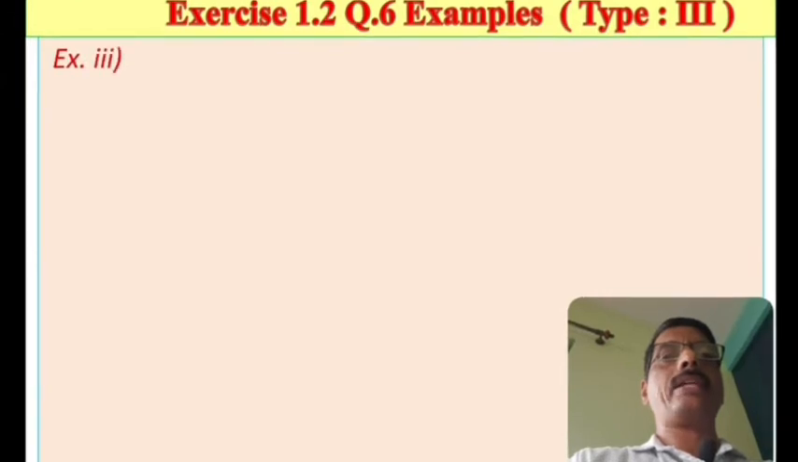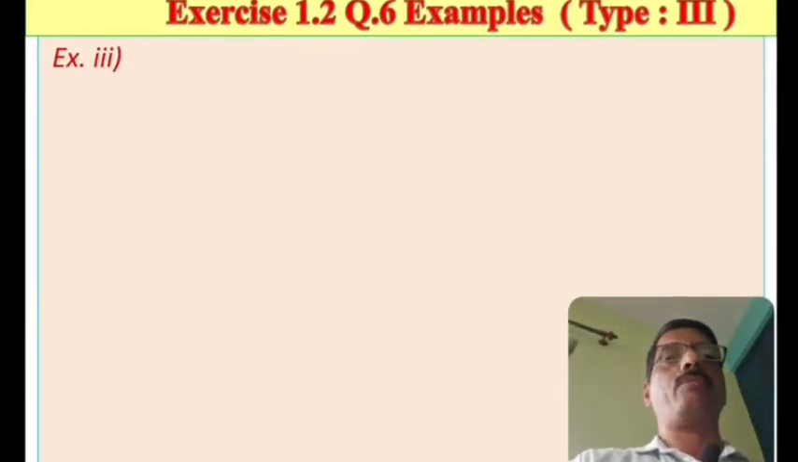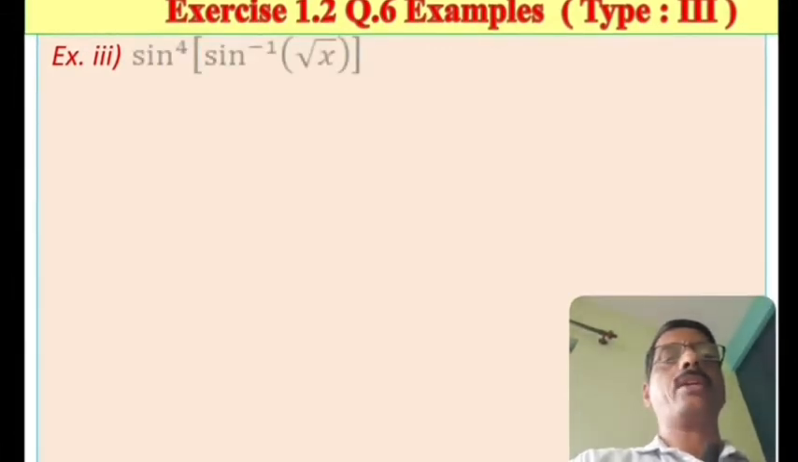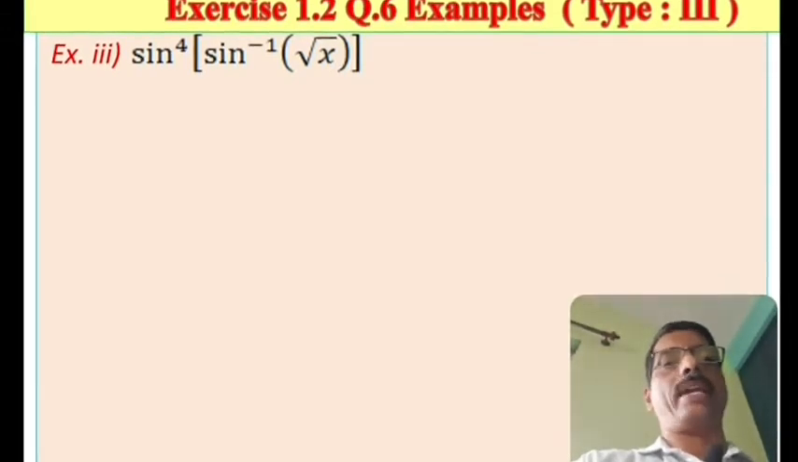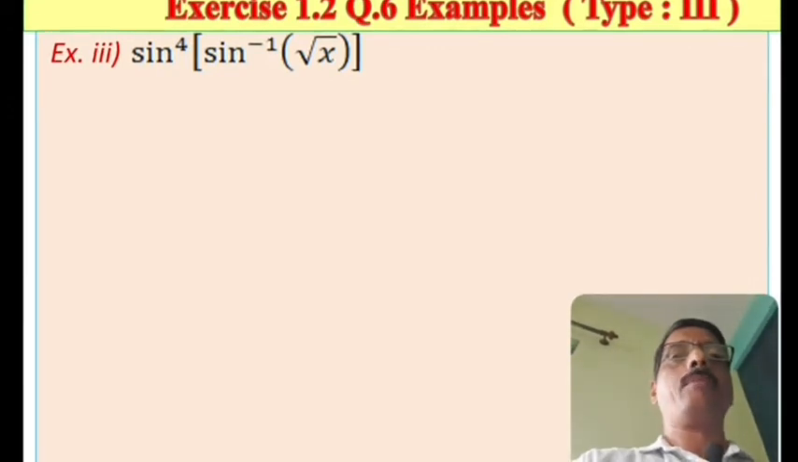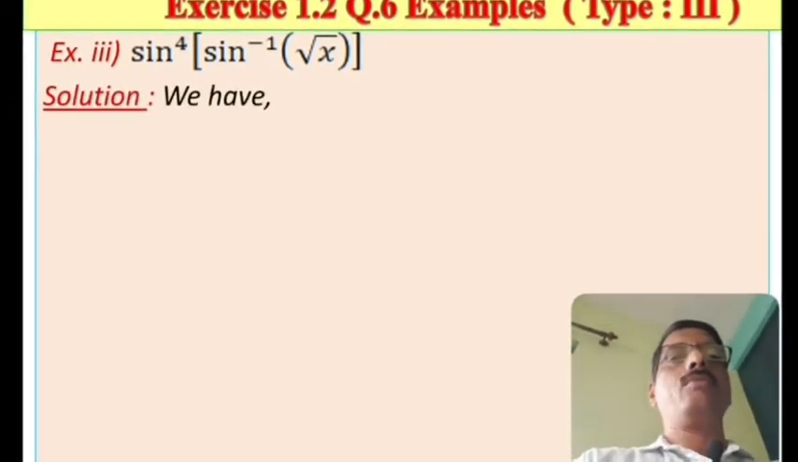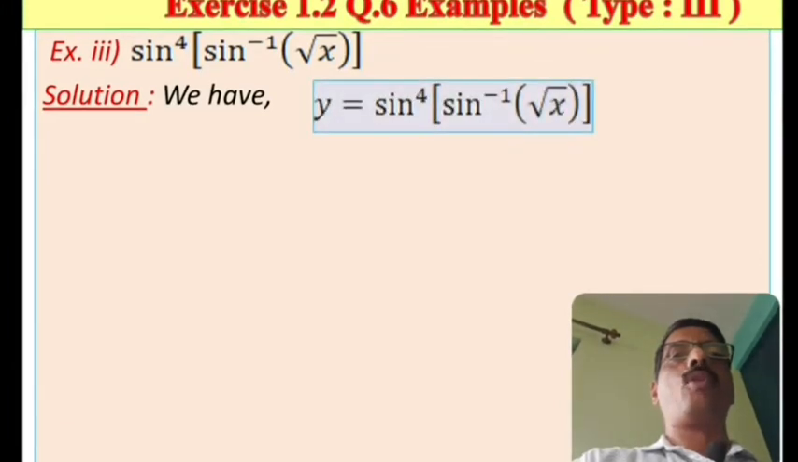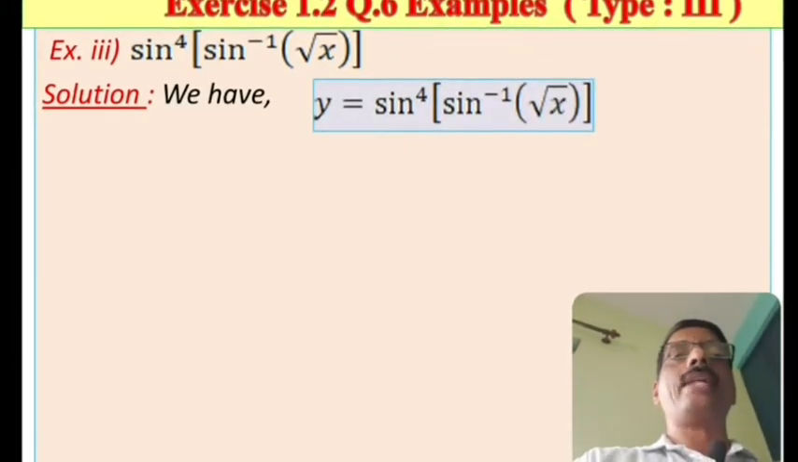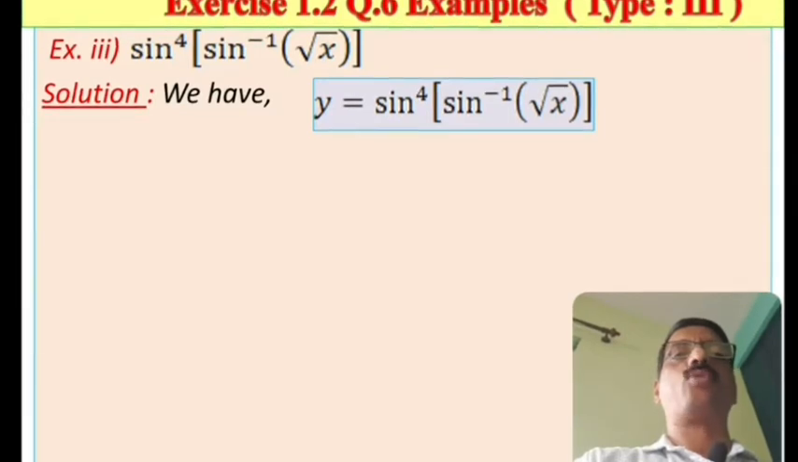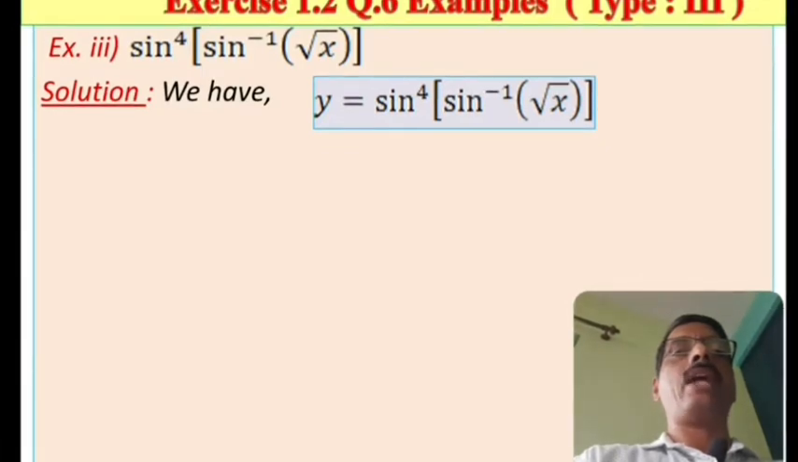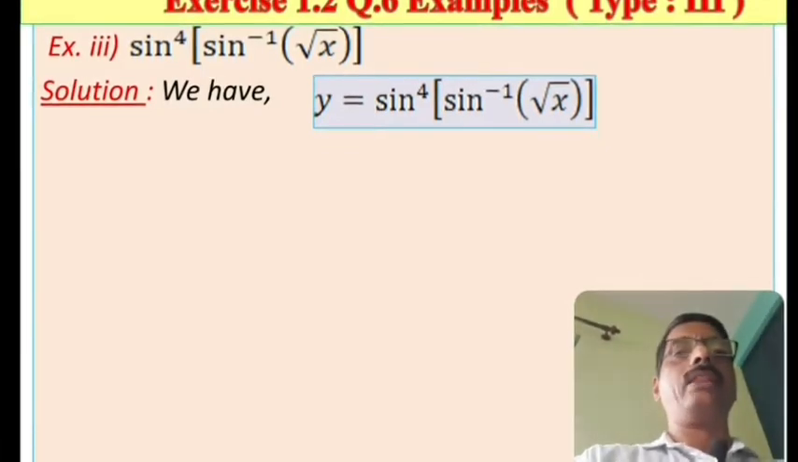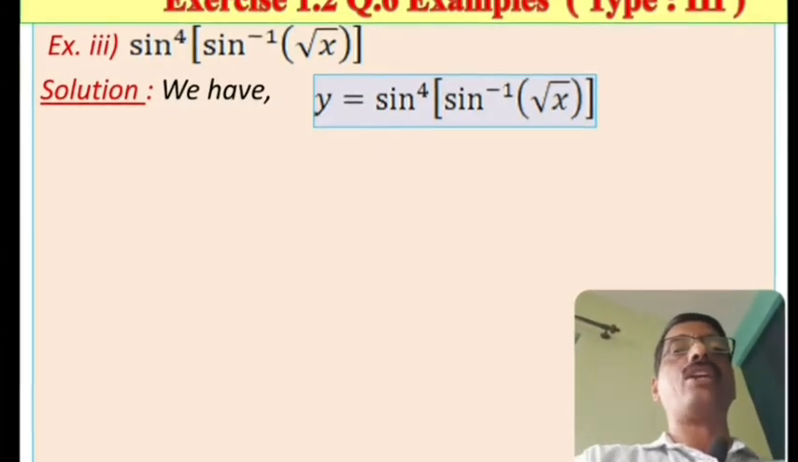Now taking the next example of exercise 1.2, question number 6, type third, example number third. The given function is sin raised to 4 into bracket sin inverse of root of x. That is our given function. We have to find the derivative of the given function. Solution: firstly, take the given function in the form of y equal to sin raised to 4 into bracket sin inverse of root of x. Here, outside the bracket is sin and inside the bracket is sin inverse. Okay, but the given function is in the form of sin raised to 4.